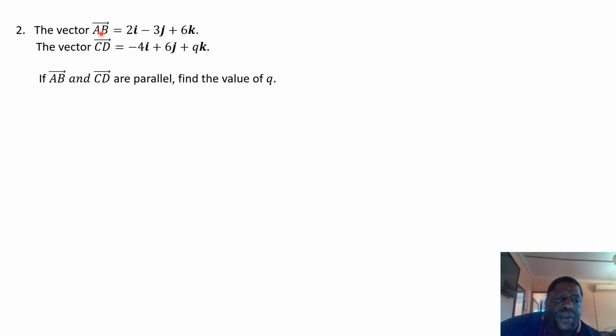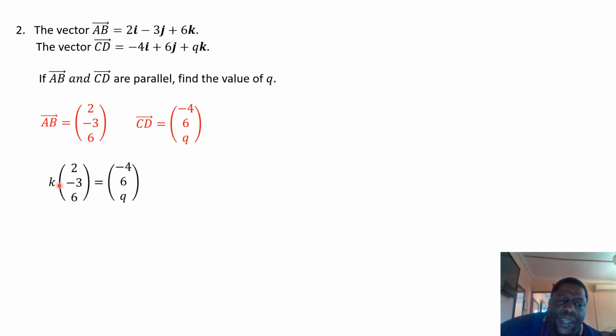Okay, so let's look at another one. Vector AB is given as 2i minus 3j plus 6k. Vector CD is given as minus 4i plus 6j plus qk. We have to find the value of q, given that AB and CD are parallel. So if they are parallel, write them as column vectors. The other one is obviously going to have a q there. Now here's the thing, people are asking, does it matter where you put the k? Not really. I put the k on this side, but I could have done it on that side.